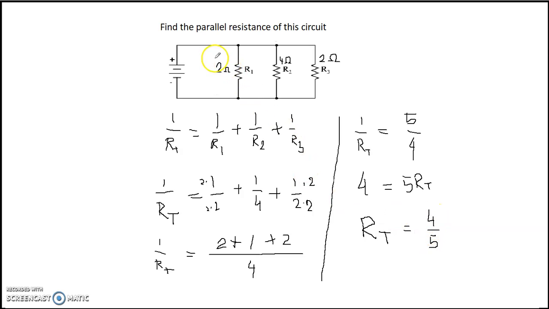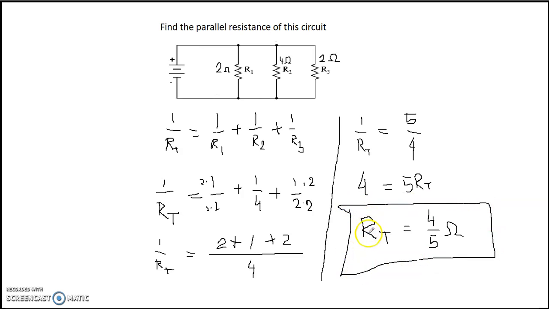Since the units are given, which is ohms, we will put the units right here. So the final answer for this problem would be the total resistance is 4 by 5 ohms.